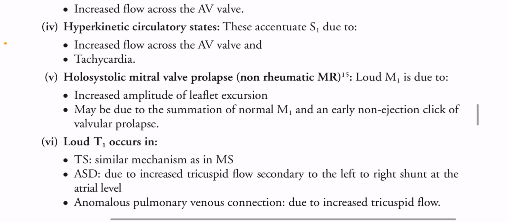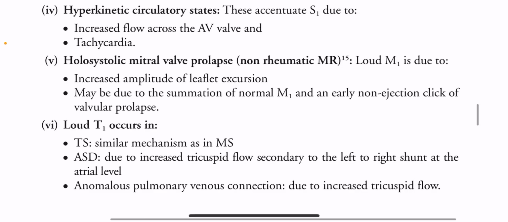Loud T1 occurs in tricuspid stenosis, by a similar mechanism as in mitral stenosis. ASD, due to increased tricuspid flow secondary to the left to right shunt at the atrial level. Anomalous pulmonary venous connection, due to increased tricuspid flow.